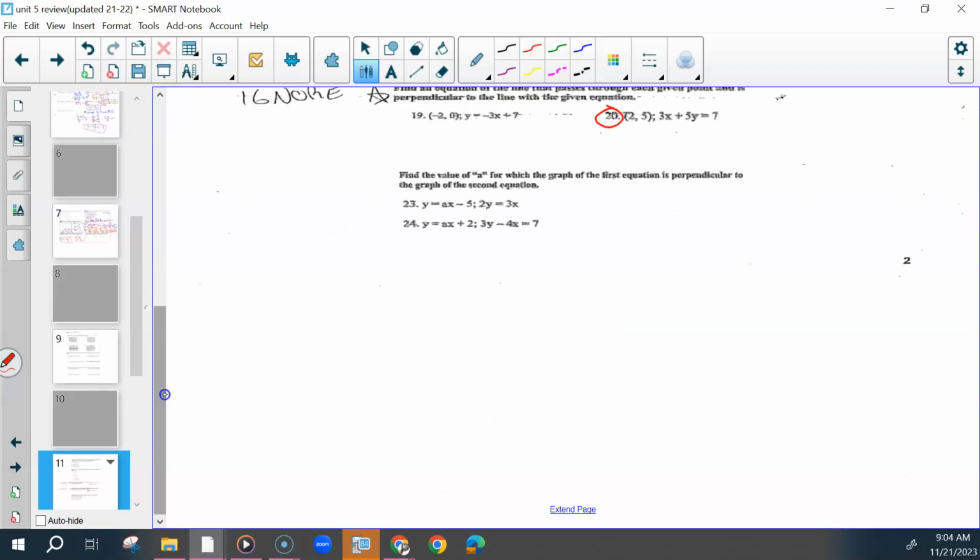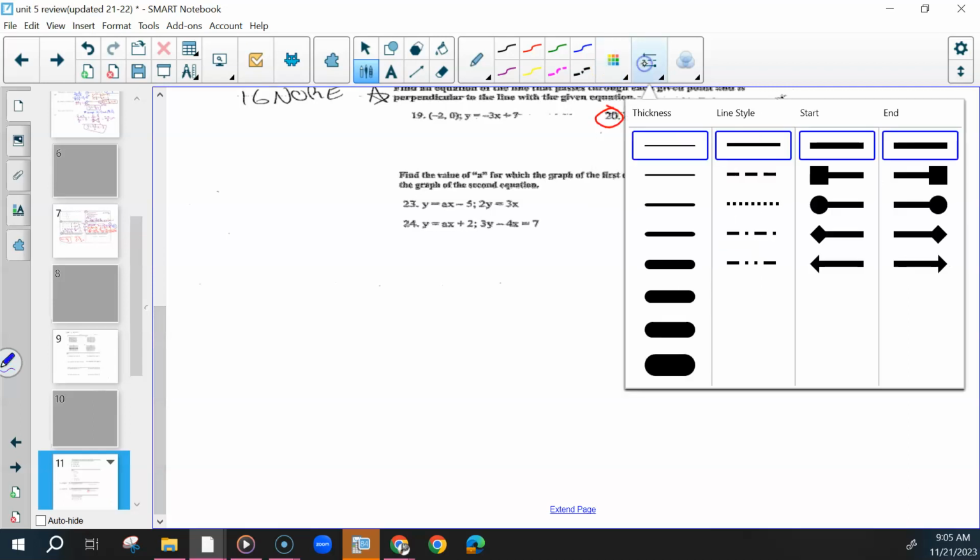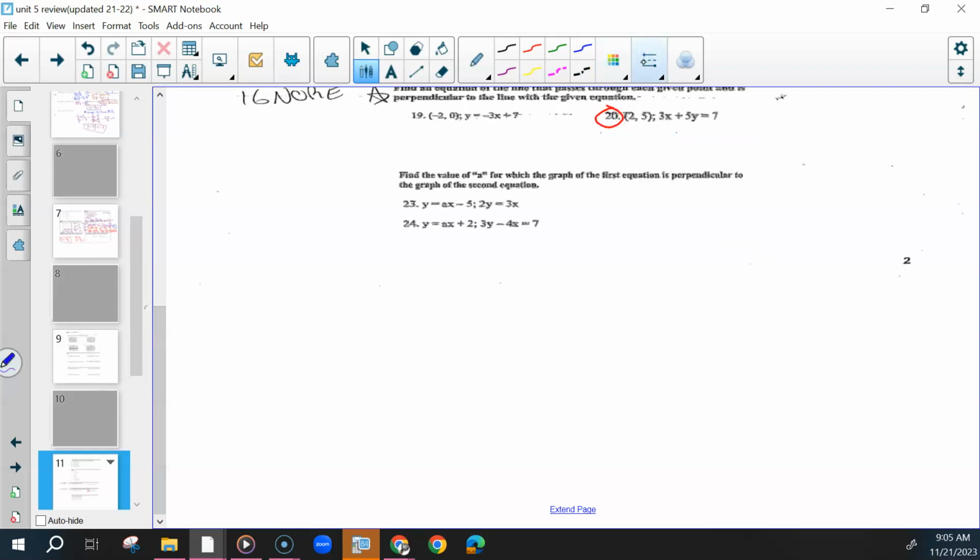So for 20, we have to find an equation of the line that passes through the given point and is perpendicular to the line of the given equation. I'm going to do this work down here because I don't really have space. I'll start it up there and then work my way down. So we have to, one, solve this equation. It says 3x plus 5y equals 7. So get rid of 3x. And divide everything by 5.